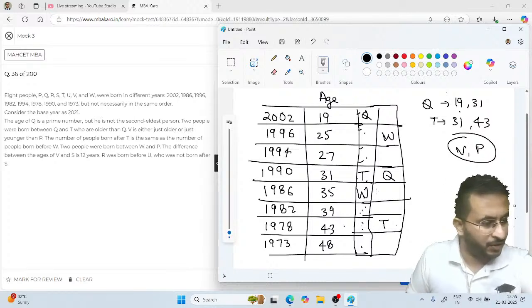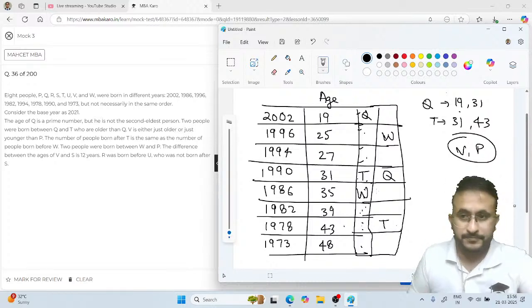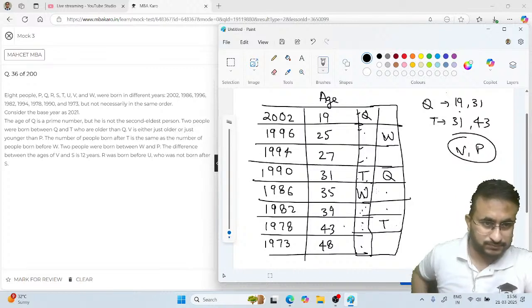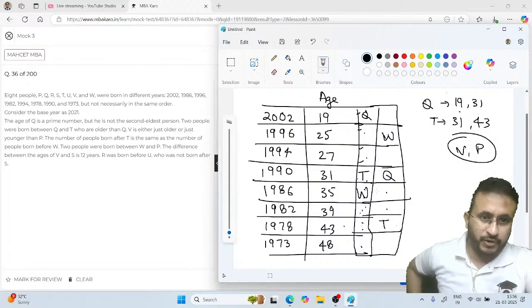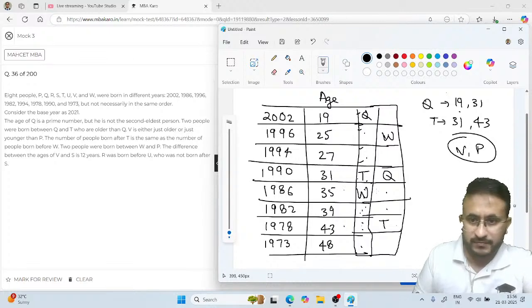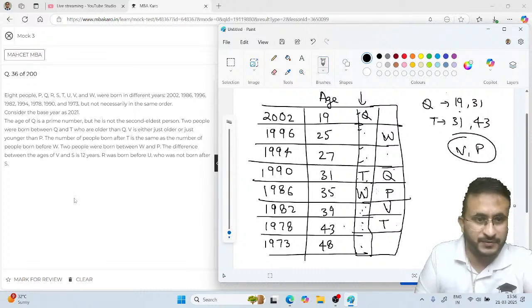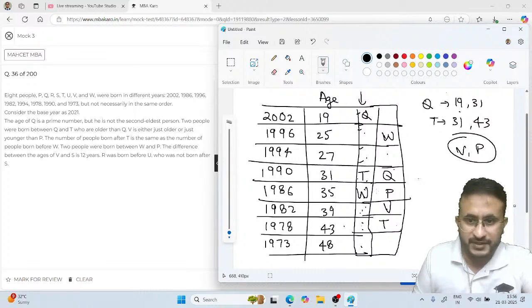Okay. Now V and P are together, so they will come in these two places in this scenario. Two people were born between W and P. Okay. 1, 2, here P will come, so V will come here. Two cases will be made from this. Right, we'll keep it for now. The difference between V and S is 12 years. So V is 39, S will be 27 here.